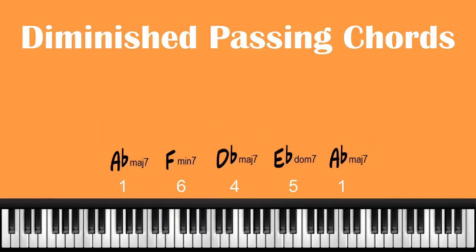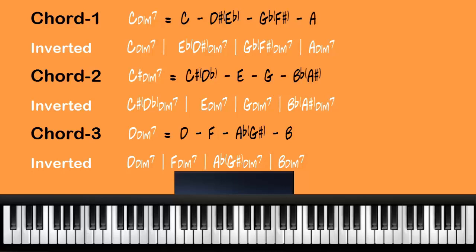Now the chords I'm going to use are the 1, which is A flat, and I'll go to the 6, which is F minor 7. Then I'll go to the 4, D flat major 7, and then to the 5, which is E flat. I may use the E flat add 2, or I may use the dominant 7 as the 5, and then back to 1.